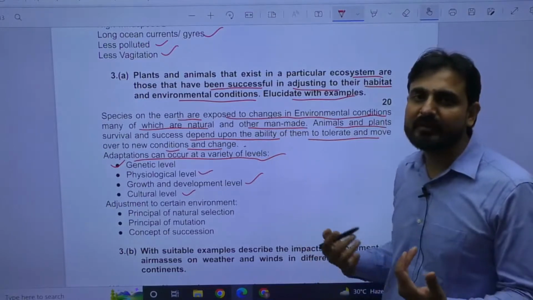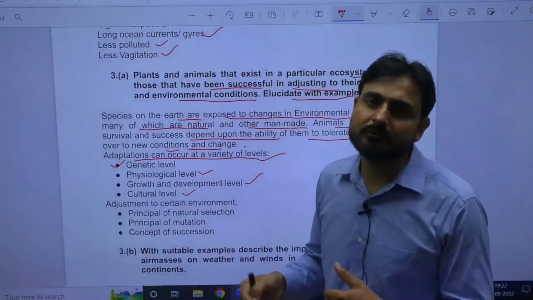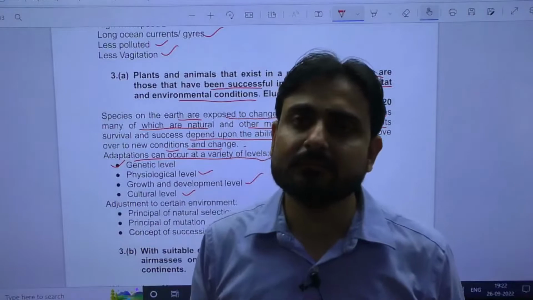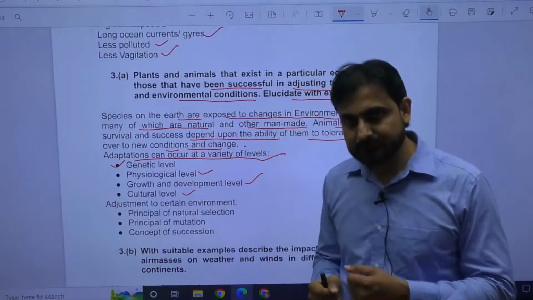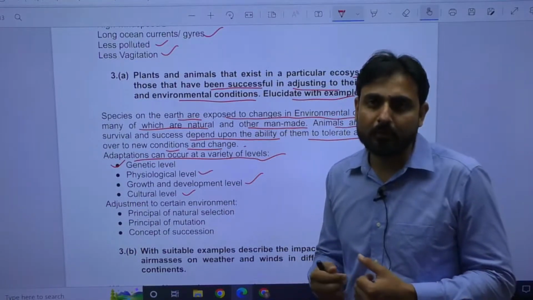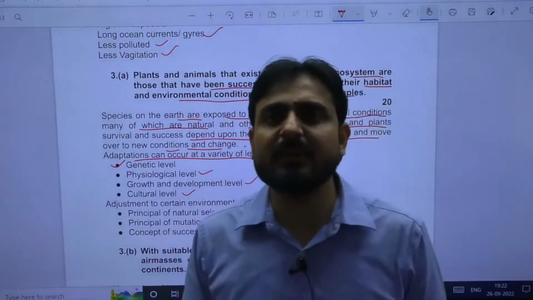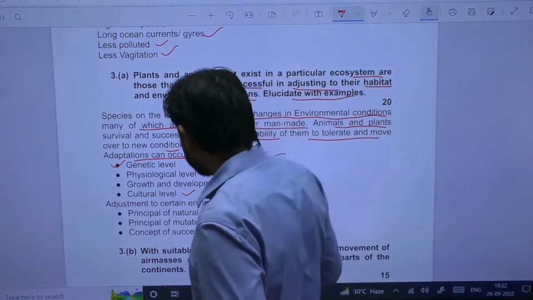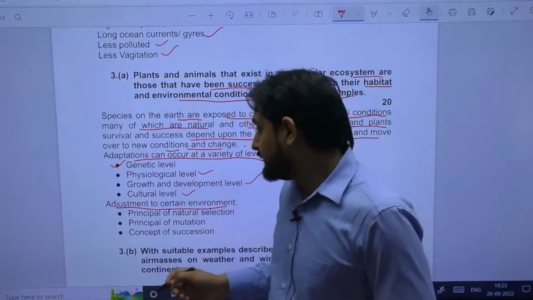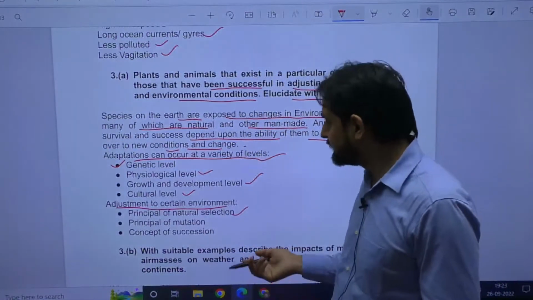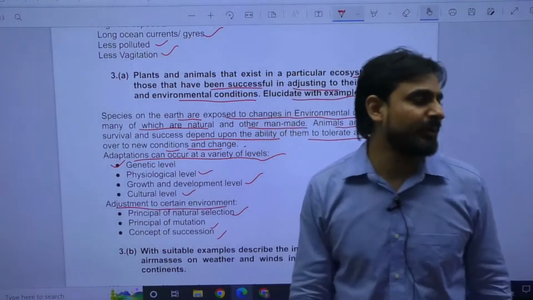So we adapt at several levels. At the cultural level, culture is also a dynamic concept, used to share and adapt. Over a long time period, you live in a particular environmental condition, and such things become culture. Adjustment to certain environment. The principle of natural selection dominates, we know. Principle of mutation, concept of succession. So in that you can define this question.